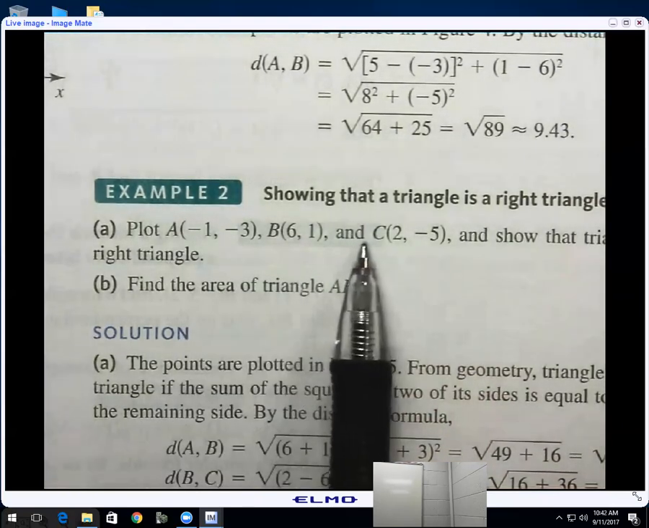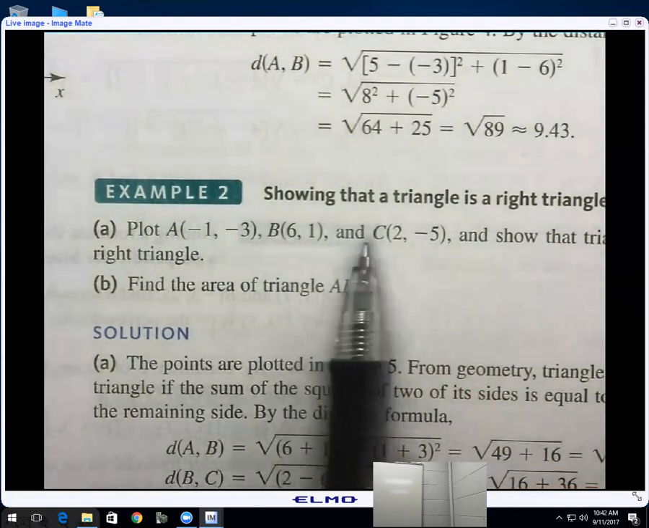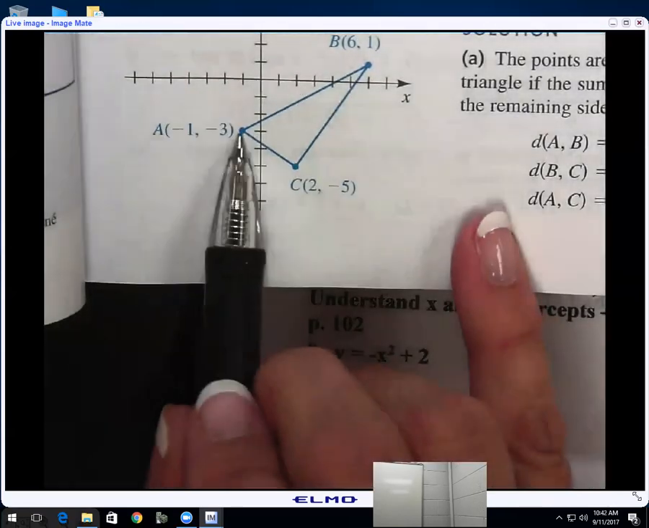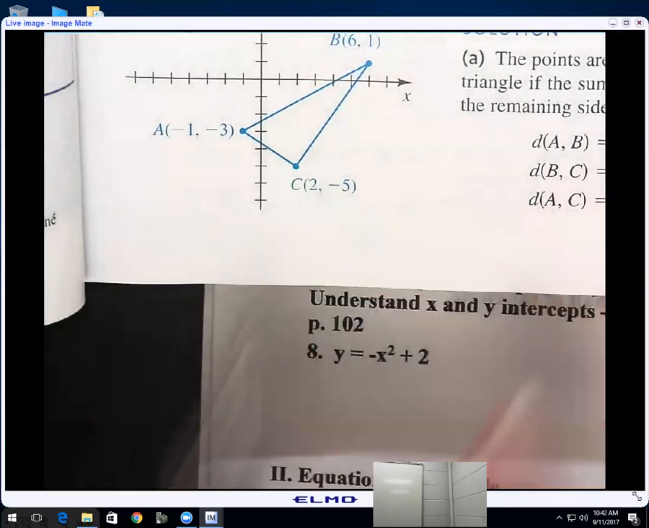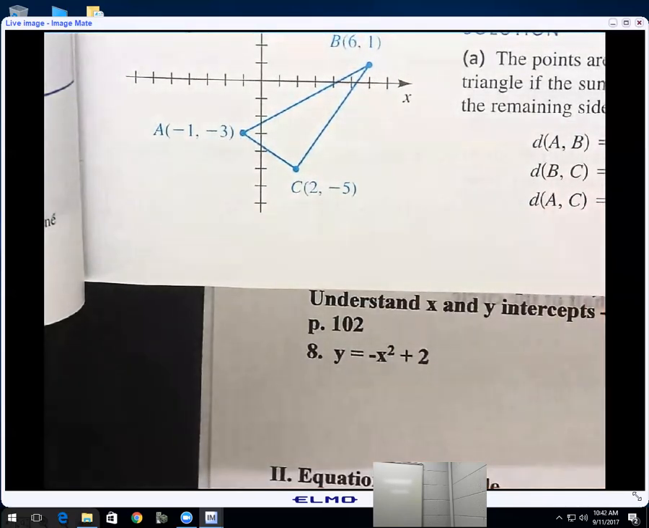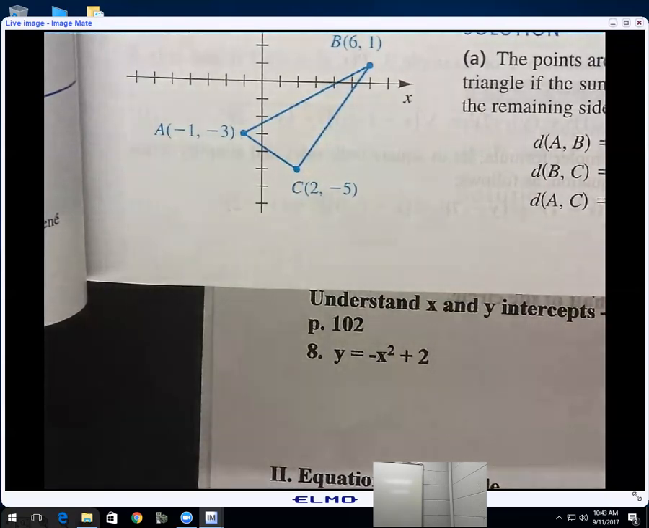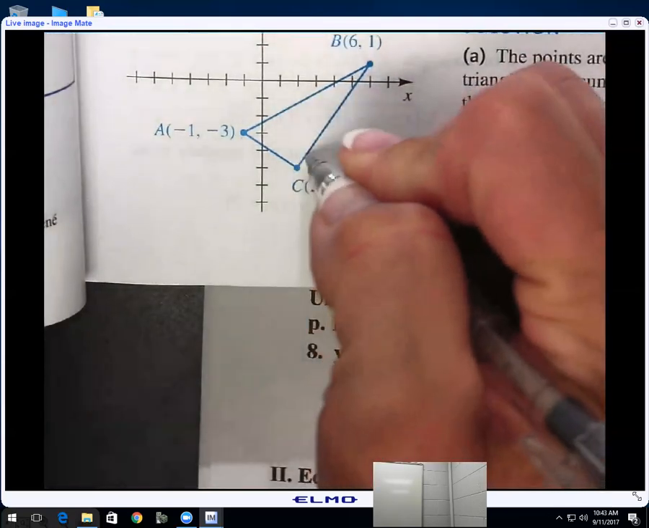Well, if it's a right triangle, it has to make the Pythagorean theorem true. So I would plot those 3 points and say, if it is a right triangle, where does it look like the right angle is? Well, they've done that in the book. Here's A, here's B, here's C. If that is a right triangle, at which vertex does it look like the right angle would be? It looks like it's right here.